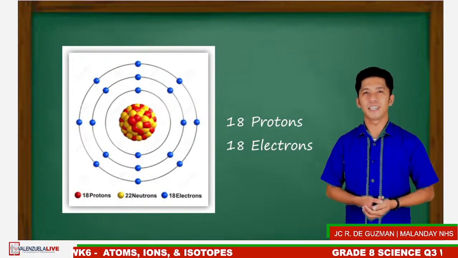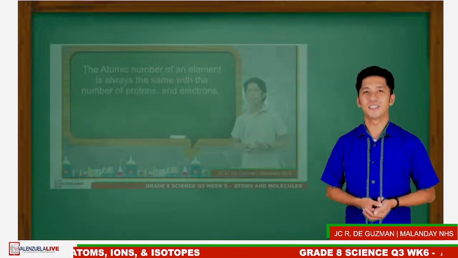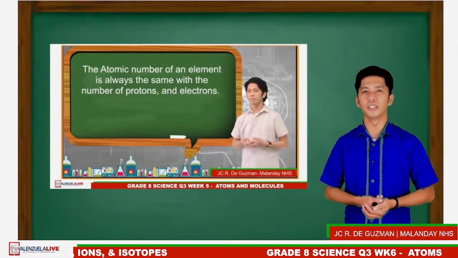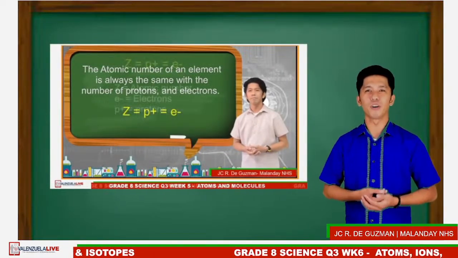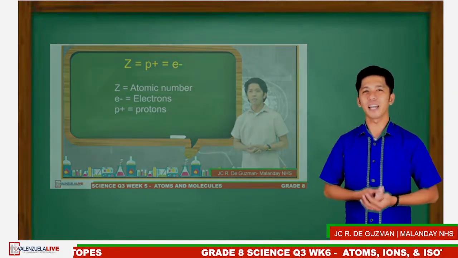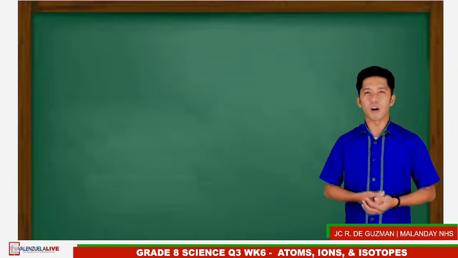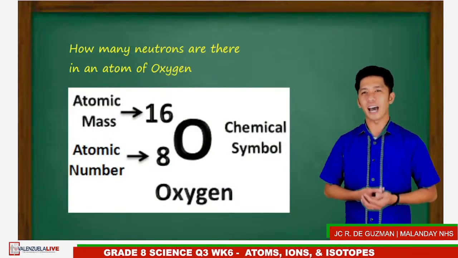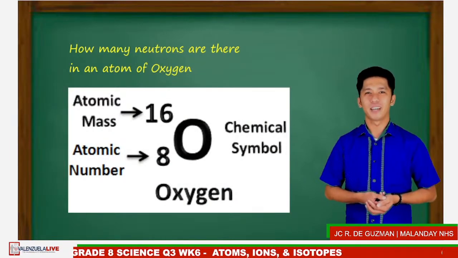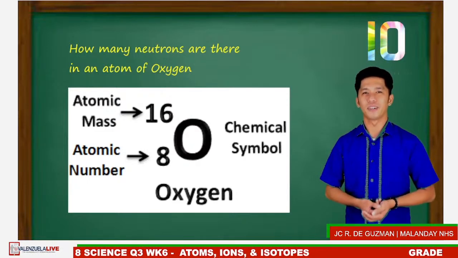Time's up. The answer is argon, because the number of protons and electrons is equal to the atomic number of an element. Next element. Using your periodic table, determine how many neutrons are there in an atom of oxygen. Time starts now.